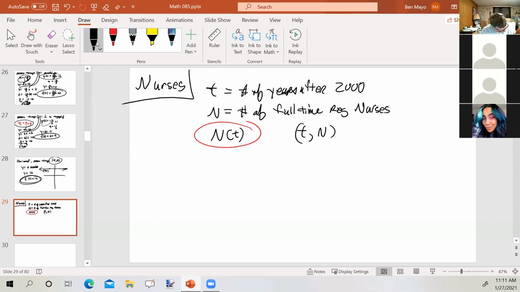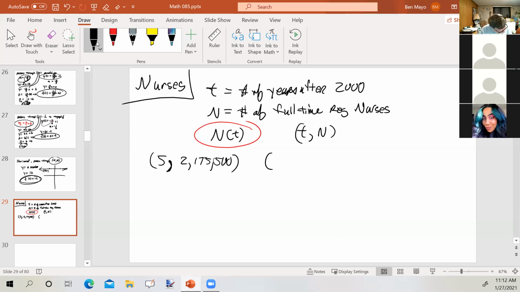It says the demand for full-time registered nurses in the United States can be modeled by a linear function. In 2005, approximately 2,175,500 nurses were needed. Well, if T equals 0 in the year 2000, because T is the number of years after 2000, then 2005 gives T equals 5. So 5 years after the year 2000, how many nurses are there? 2,175,500. Okay, so there's one ordered pair.